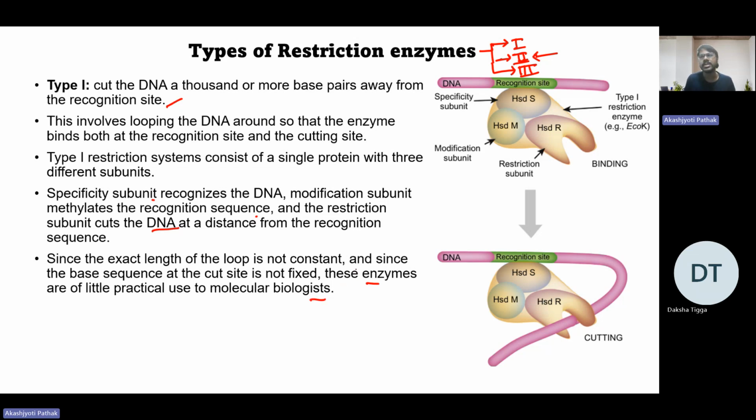Now this 1000 base pairs away is very vague. Sometimes it can cut 98 base pairs away, sometimes, for example, 1100 base pairs away. So this is not fixed. And if we are using this restriction enzyme and want to cut at a particular site, that cannot be regulated. Since it is not fixed, these types of restriction enzymes are not used in molecular biology, because the cut site is not fixed.